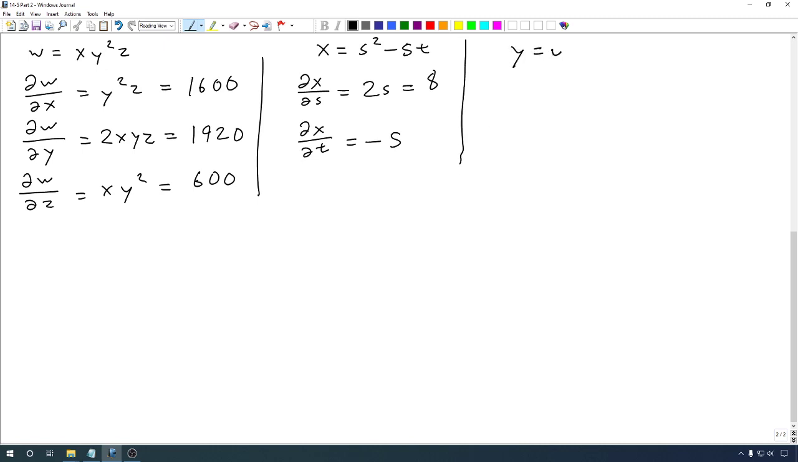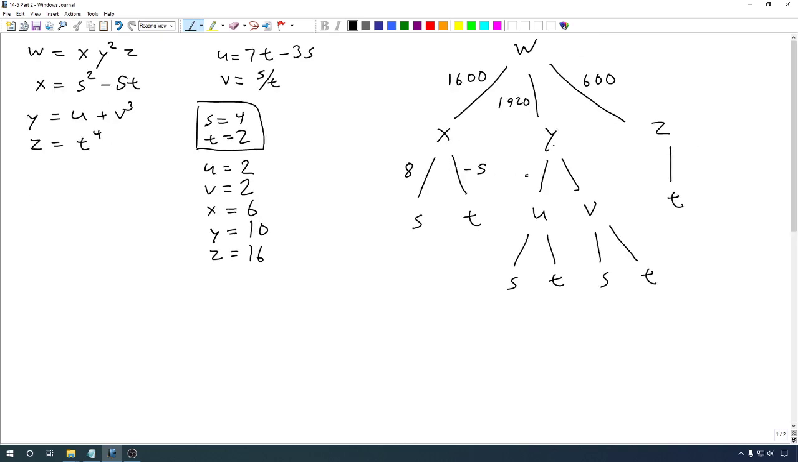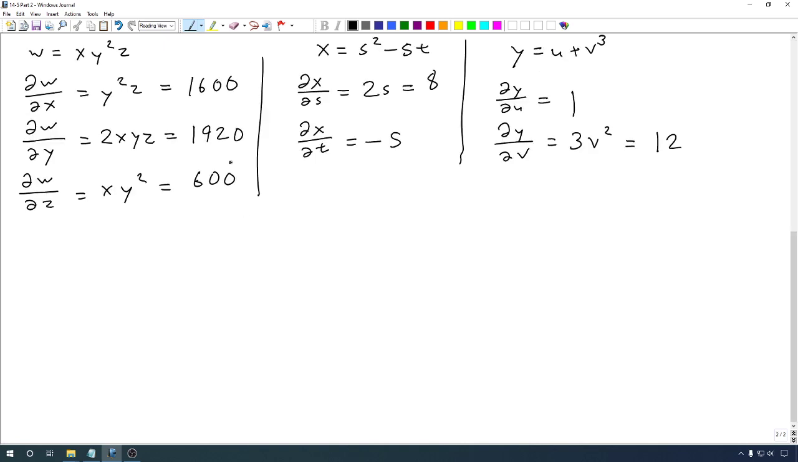Now y is equal to u plus v cubed. dy du, well, that's just equal to 1. We don't have to worry about the value of u there. dy dv, this time the u goes away, we get 3v squared. And then v, in this case, is equal to 2, so we end up getting a 12. So we have 1 and 12 for these. We have 1 and 12 here. In fact, I think we never actually used the fact that u equals 2. That never really came up, and it's not going to at this point.